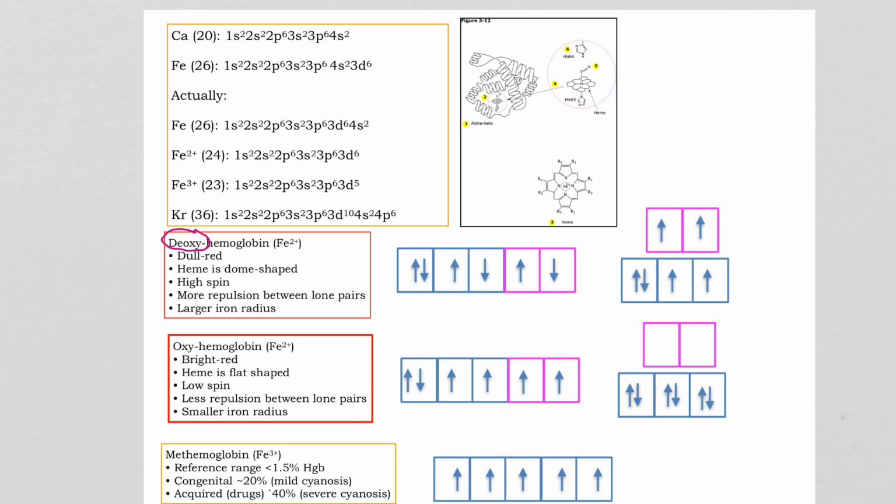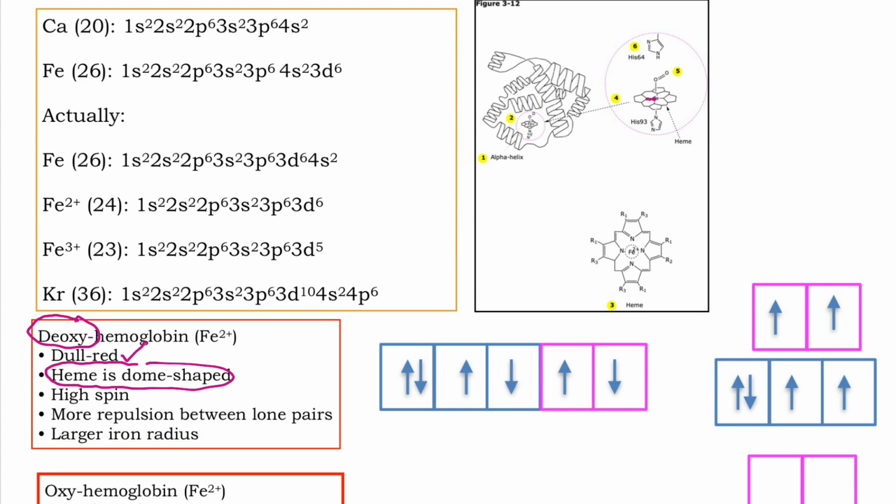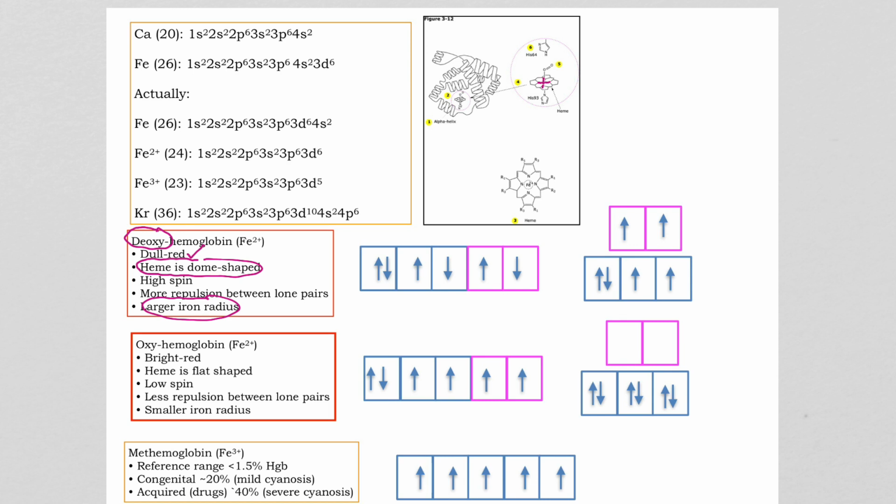You can see that the color of deoxyhemoglobin is sort of dullish red. And that's because the shape of the heme is different. Because remember, the iron is interacting with the heme. So that's because the iron atom, when it's not bound, is larger. That's because of the way the iron electrons are arranged in the d orbitals. You can see the d orbitals are slightly different.